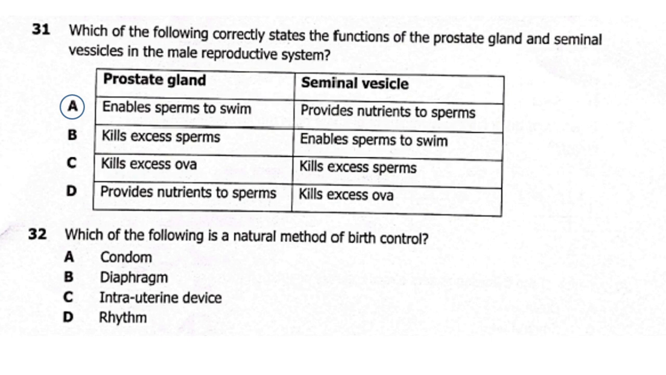Question 32. Which of the following is a natural method of birth control? A. Condom. B. Diaphragm. C. Intrauterine device. D. Rhythm. The correct answer here is D. The rhythm method is a natural birth control method.